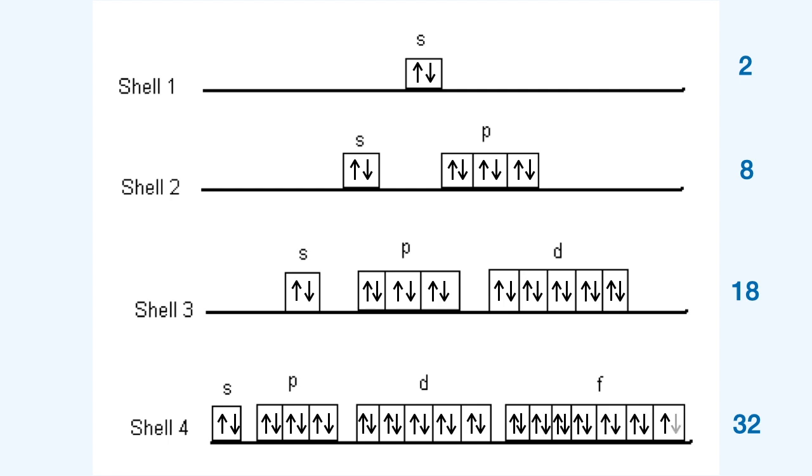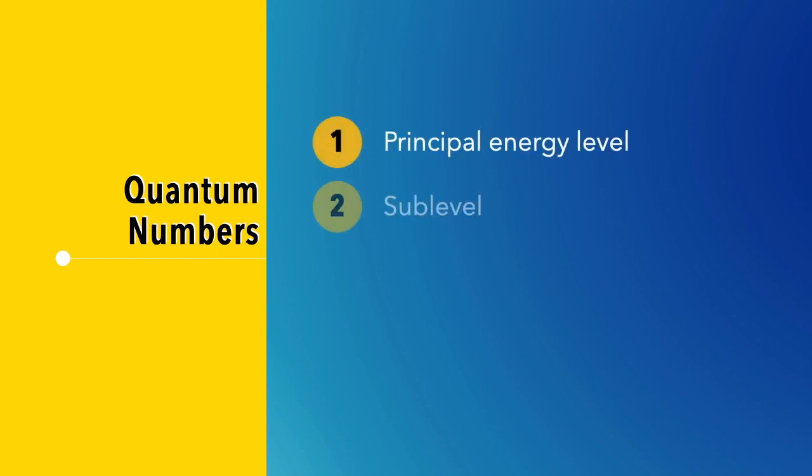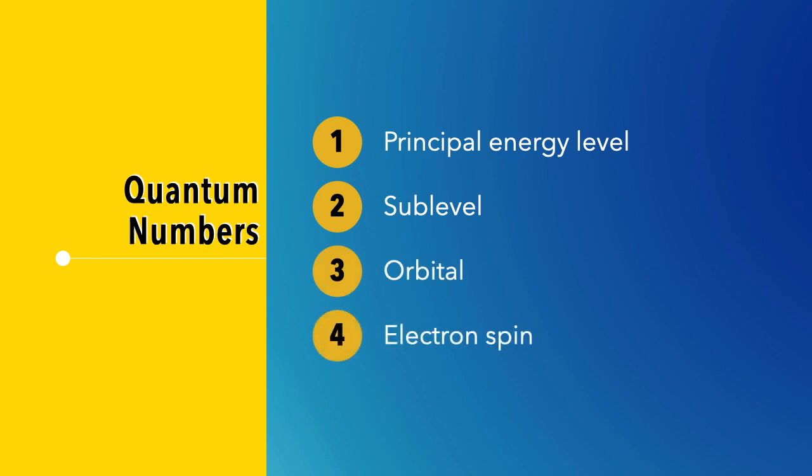Okay, gaya ng ginawa natin kanina for P and D, inuna muna nating i-fill in lahat ng orbital ng sublevel F bago tayo bumalik ulit sa unang orbital para lagyan naman ng kanilang kapares. We now have the arrangement of electrons from shell 1 to shell 4. And that is all about quantum numbers, principal energy level, sublevel, orbital, and electron spin.